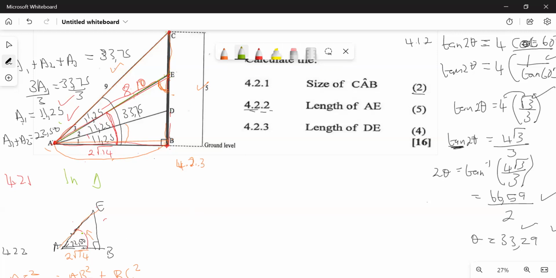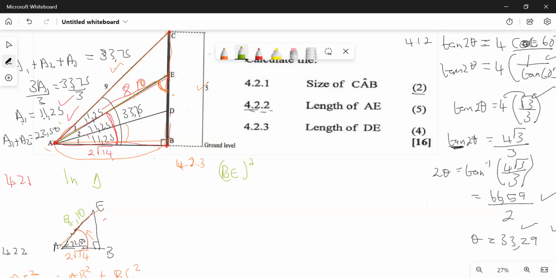ABE. Okay, triangle ABE, we are still working with this triangle here. Then we have the sides AE and AB. So let's write this one. This one here is 8,10. Then the length of BE is equal to DE.